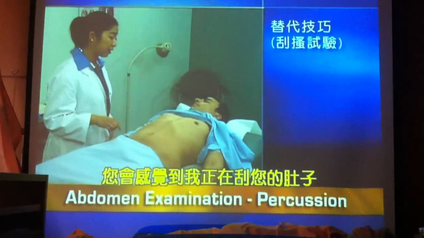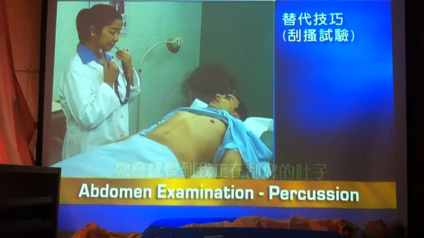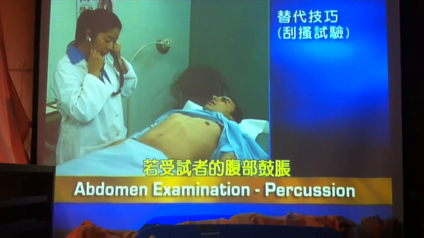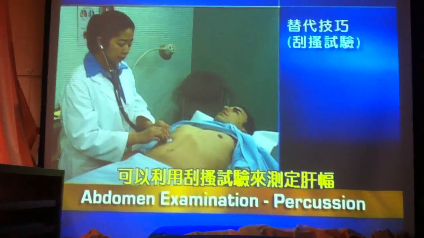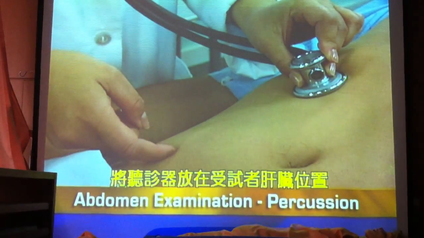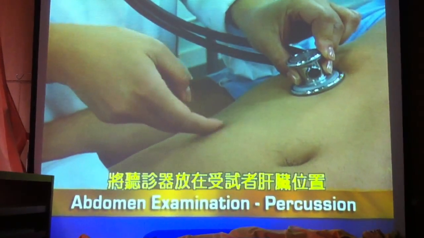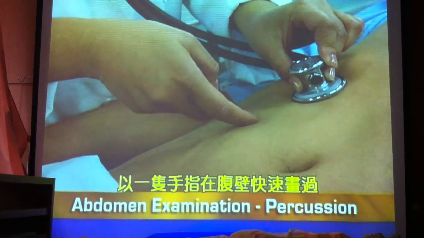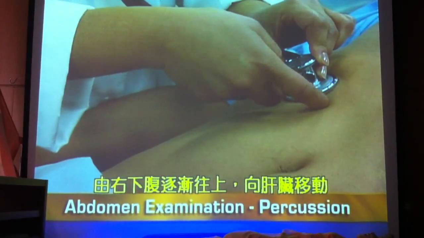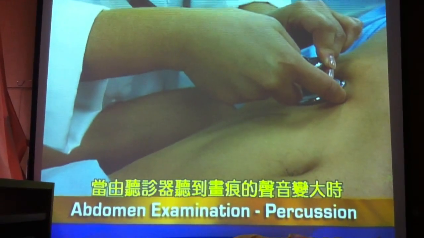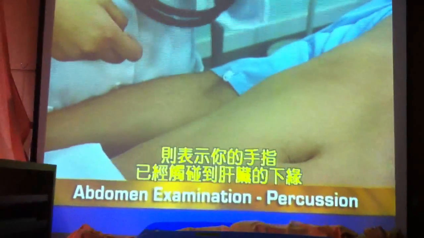Okay, you're going to feel me scratch your belly now. If the person has abdominal distension or tense abdominal muscles, use the scratch test to check the liver span. Place the stethoscope over the liver. With one finger, scratch in short strokes over the abdomen, from the right lower quadrant up toward the liver. When the scratching sounds louder, you've reached the liver's border.